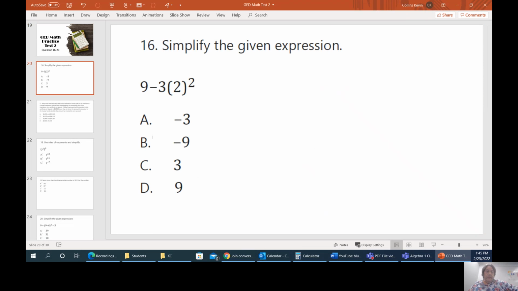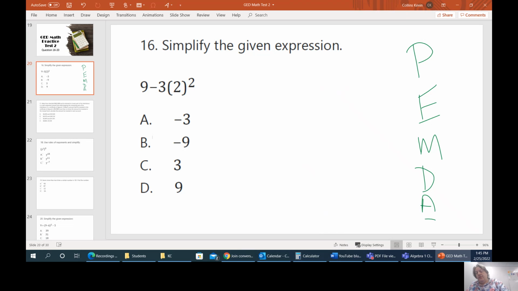Okay, simplify the given expression. This is something that a lot of people cannot do. If you get on Facebook, you will see they put up stuff like this, and you'll see a whole bunch of different answers, and most of the time none of them are right. So this is something that people have trouble with.